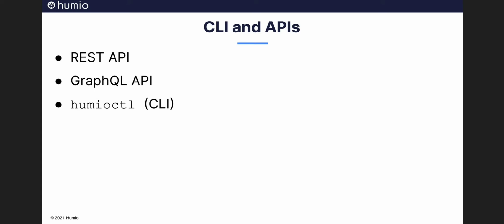We offer at least three programmatic ways to interact with Humio. Traditionally, we've offered our REST API. We are in the process of migrating most of our API to GraphQL. Last, we have Humio CTL, our command line interface. Let's look at each of these closer. I will show you a little bit of the functionality of each of the three methods, and that should get you started.